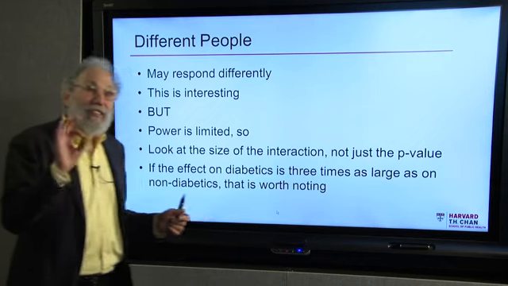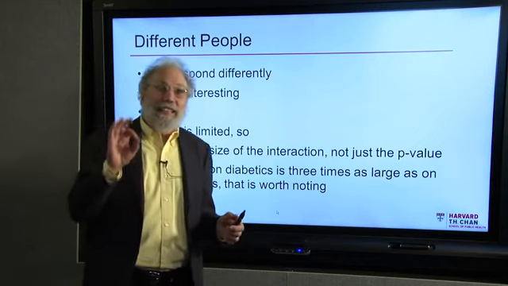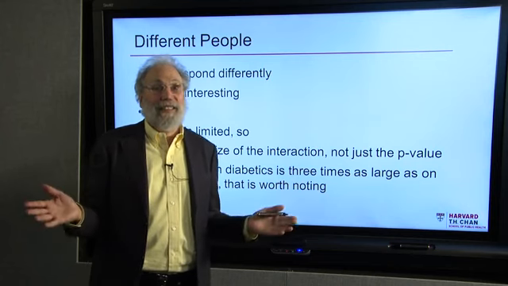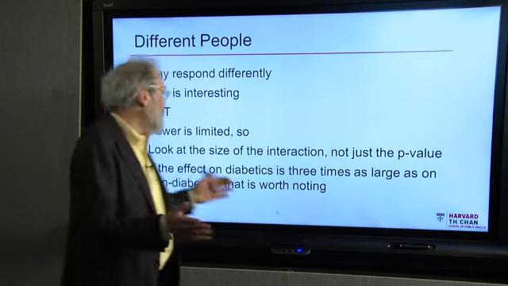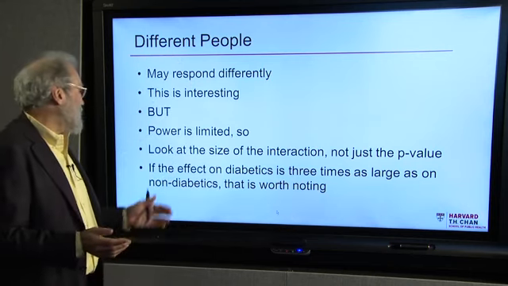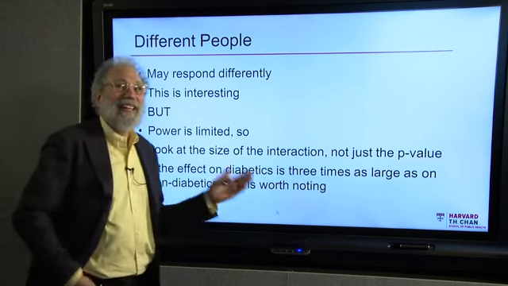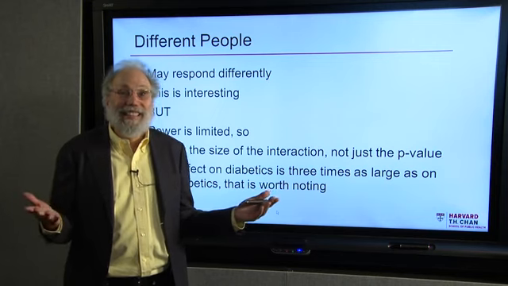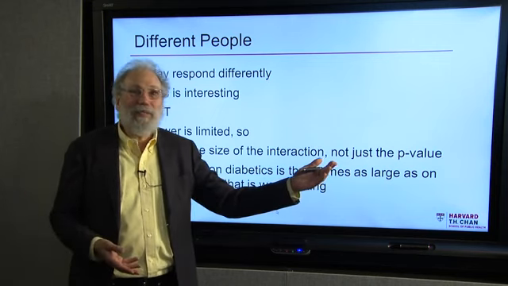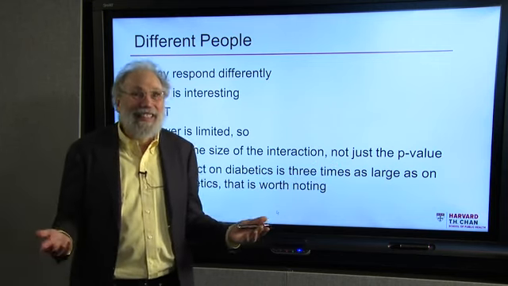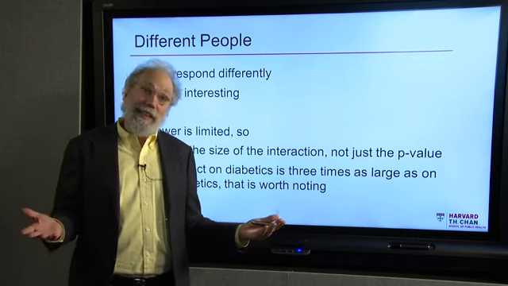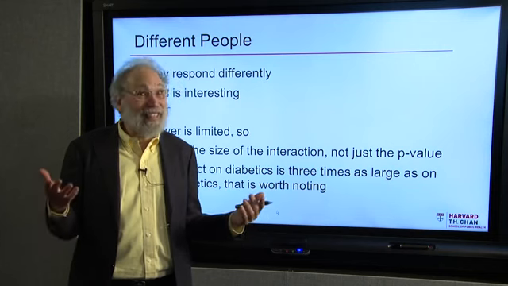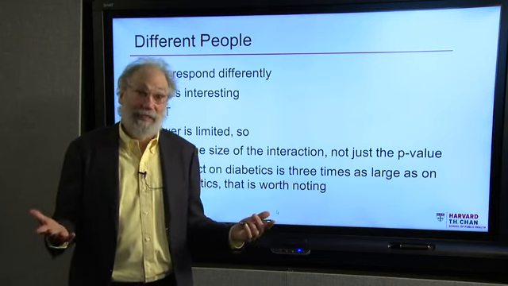Okay? And for that reason, it's important to look at the size of the interaction and not just the p-value. If the effect on diabetics is 3 times as large as the effect on non-diabetics and the p-value is 0.1, but only 10% of the people in your cohort had diabetes, it's still worth mentioning that in your paper, because 3 times the effect is a big number.